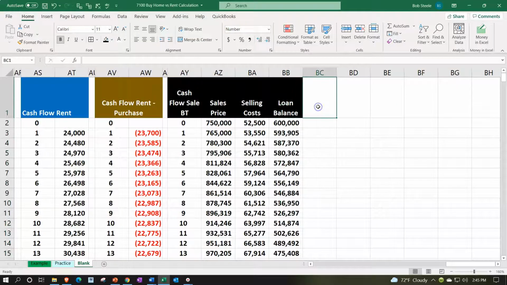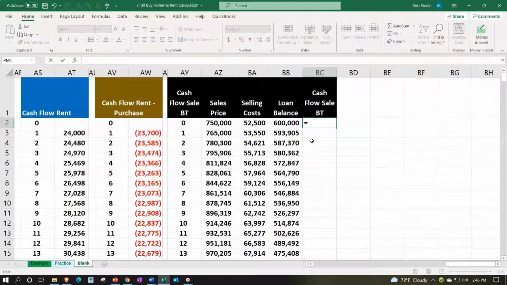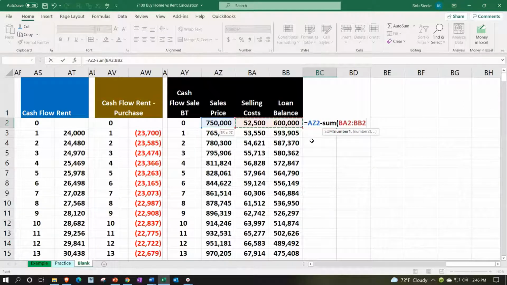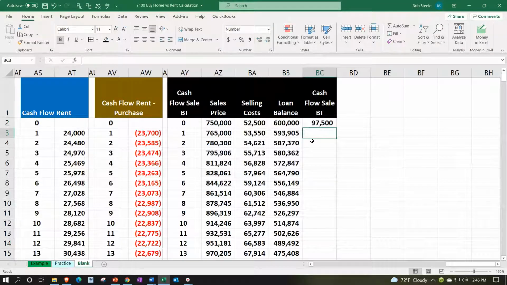And then we got our net cash flow. So this would be net sale, let's say cash flow sales before taxes. Let's just copy this one over. And we're going to say it's going to be equal to the sales price minus the selling costs minus paying off the loan. So this is going to be equal to this minus, let's say, the sum of these two. Sales price minus the selling costs minus the loan we got to pay off. That's going to be what we're going to get, copying that down.